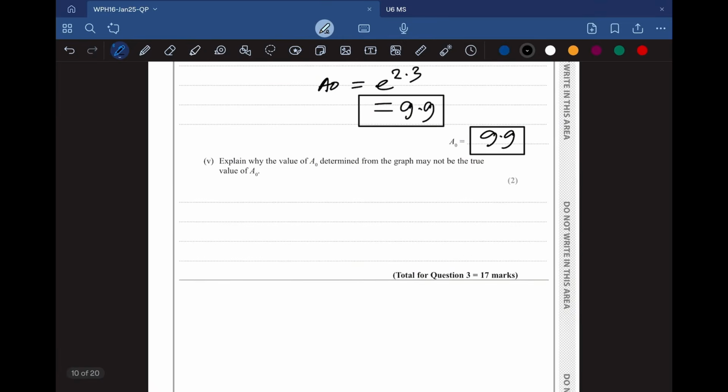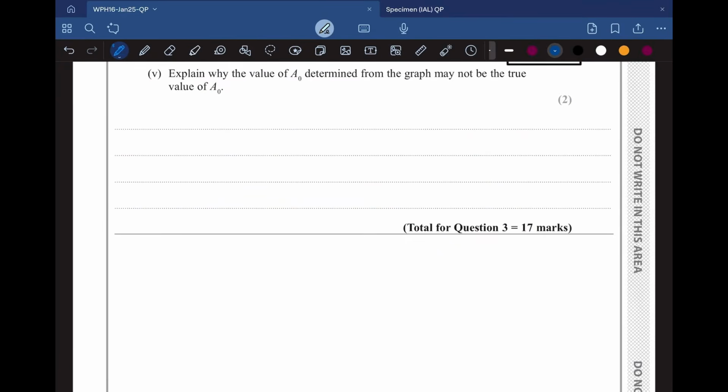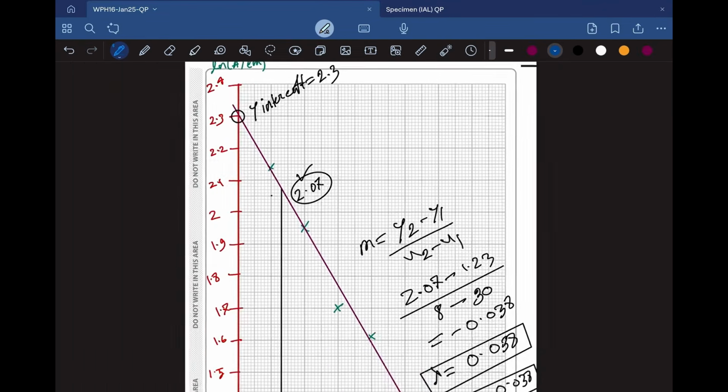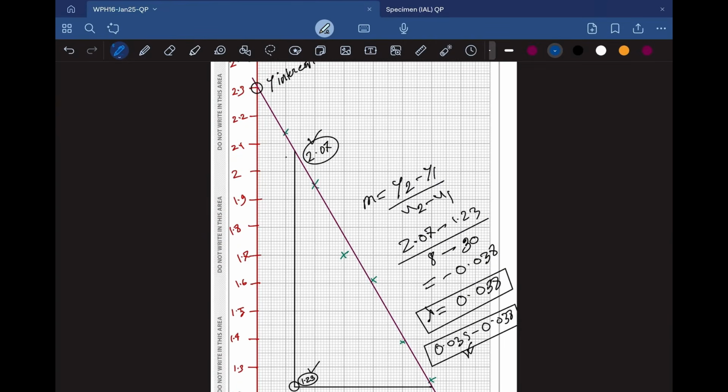Now in the next question, it says explain why the value of a naught determined from the graph may not be the true value of a naught. Now this was another different question which is not very common in the past couple of years. To solve this type of question, you should always go back to the graph that you have drawn. Now here you can see there is a lot of scatter in the diagram. Basically, the line of best fit didn't pass through all the points. There were a lot of points which are not on the line of best fit.